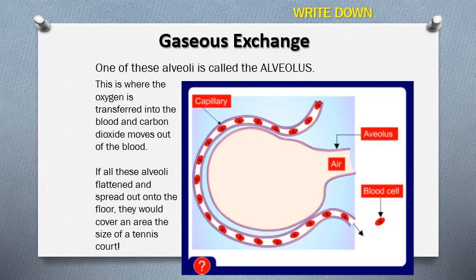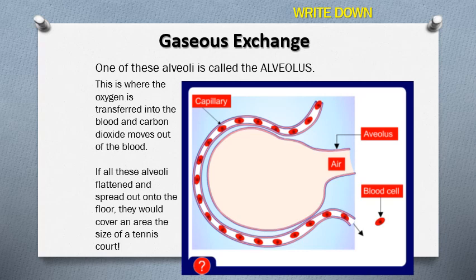And so there you can see is the alveolus. It's that expanse, that air pocket. So a single alveolus is aligned with this capillary wall, and there you can see a single layer of cells, and oxygen and carbon dioxide are going to diffuse across this layer over here. So this is where the oxygen is transferred into the blood and carbon dioxide moves out of the blood.